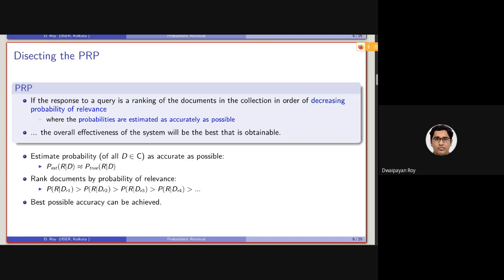So if we get this from a retrieval model, note that I have specified the retrieval model with R earlier. Here R is different. Here I am just talking about a retrieval model, RM. And here R is basically a binary indicator of the relevance.